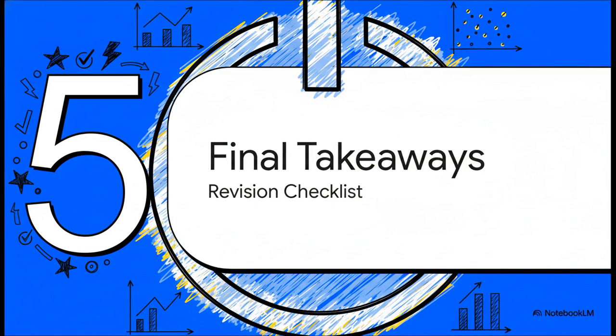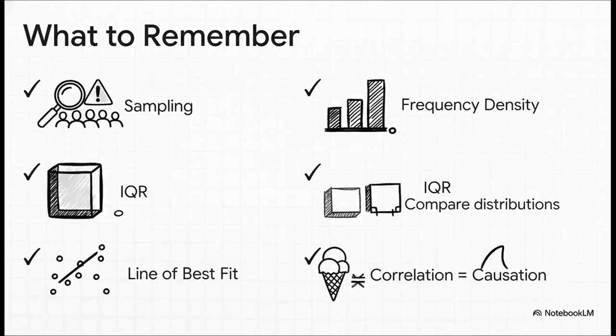Wow, we have covered a ton of ground. So let's boil it all down to the absolute must-know facts for your exam. This is your final power-up. Ready? Number 1, sampling has limits. A sample might be biased. 2, for histograms with unequal widths, you must calculate and plot frequency density.